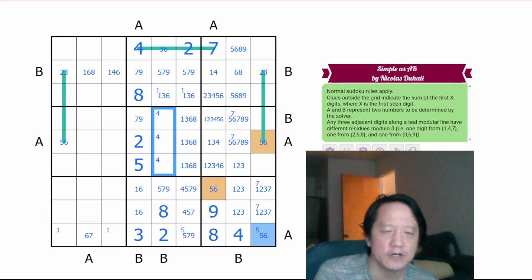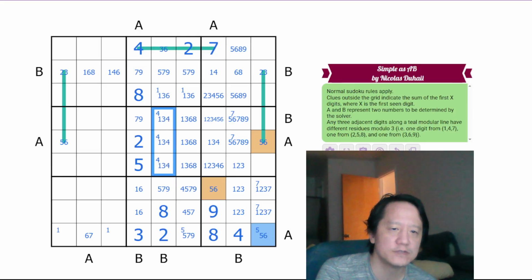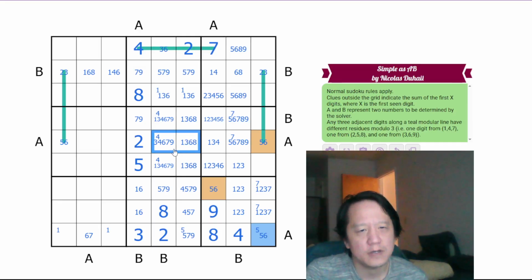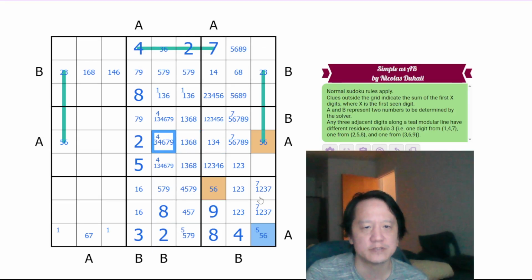Remaining digits of column 5: 1, 3, 4, 6, 7, and 9. Well, 1 can't be here because either these two digits add up to 11 or these two digits add up to 11. If these two digits add up to 11, it's 2 and 9. What about these two? You can't have 4. 4 and 7 add up to 11, but this can't be 7.